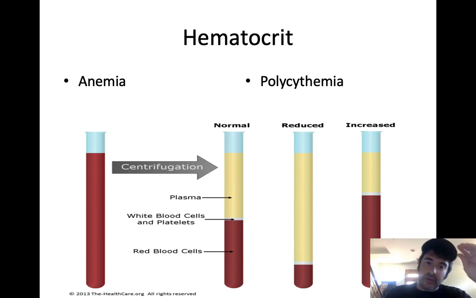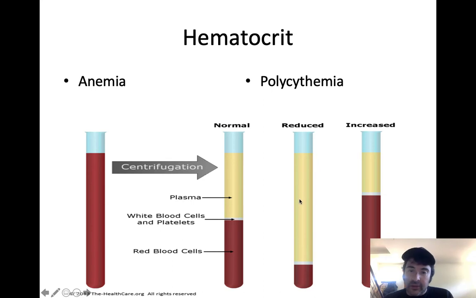So if we look at this column of blood right here and we see normal blood, right? So we measure the whole column, and then we measure the column that's just red blood cells, and let's say it's 42 over 100 again. 42% is in the reference range for both men and women.